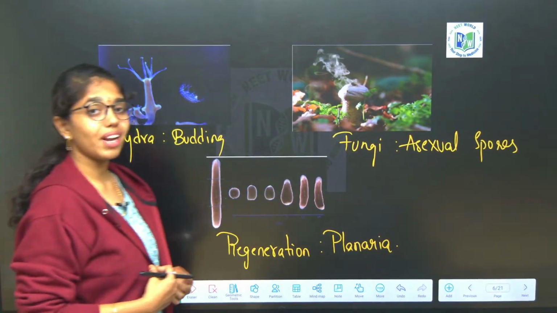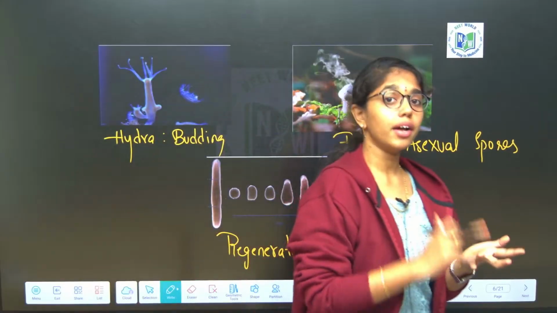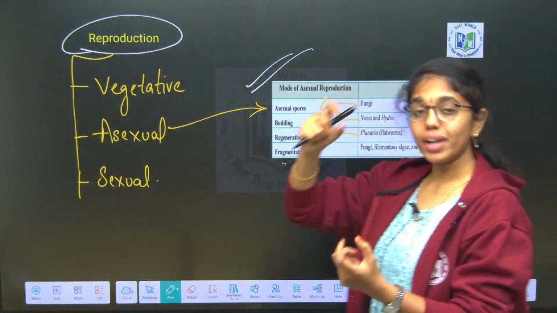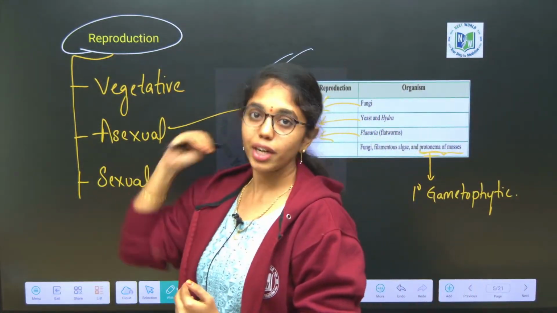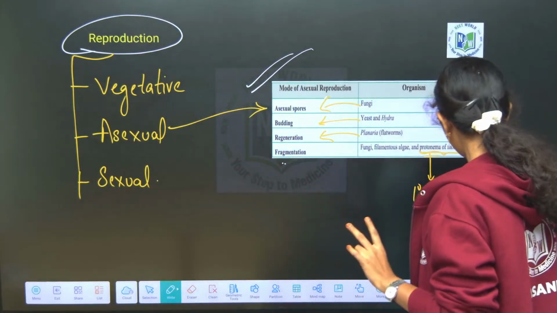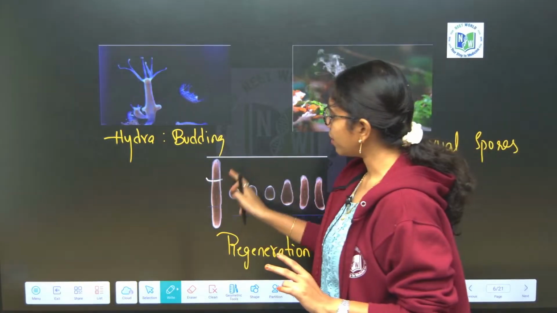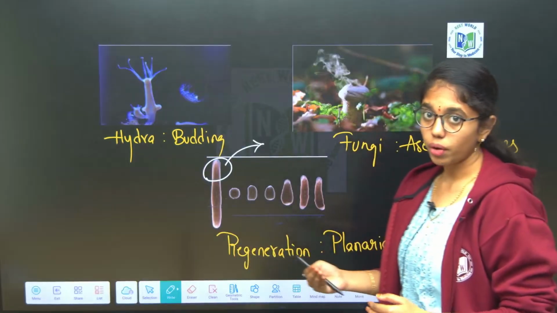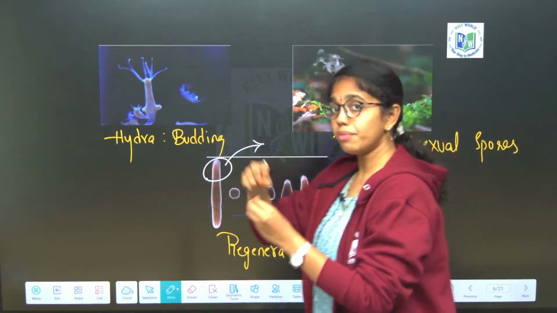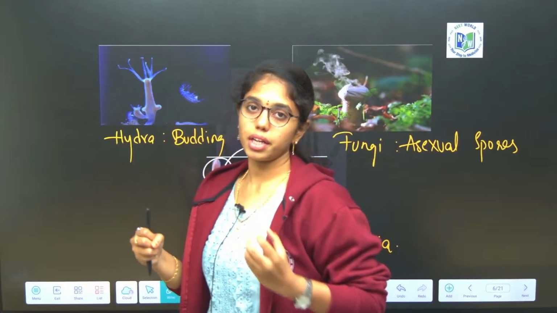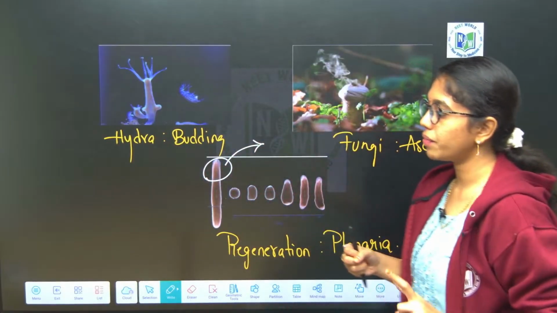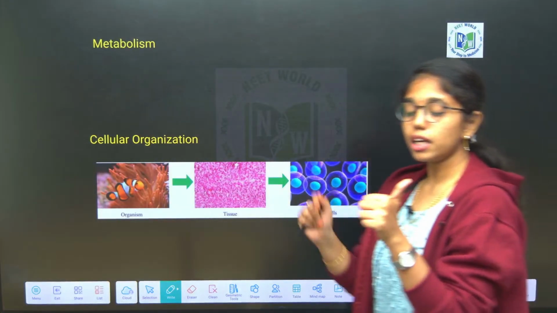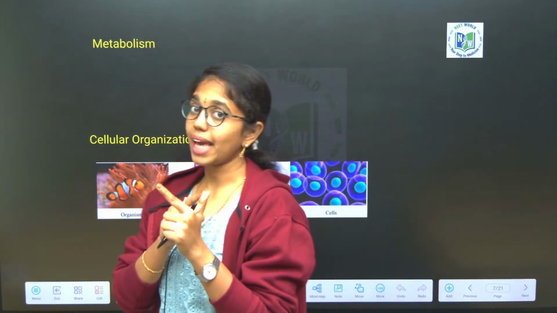What is the major difference between fragmentation and regeneration? In fragmentation, the parent body gets fragmented and the fragments develop into new individuals. In regeneration, any part of the body, if it gets fragmented, completely regenerates the living organism, or if some part of a living organism is lost, that part is regenerated. That is the major difference between fragmentation and regeneration. Clear till here? So, we have clearly understood growth and reproduction, and why they are the characteristic features.